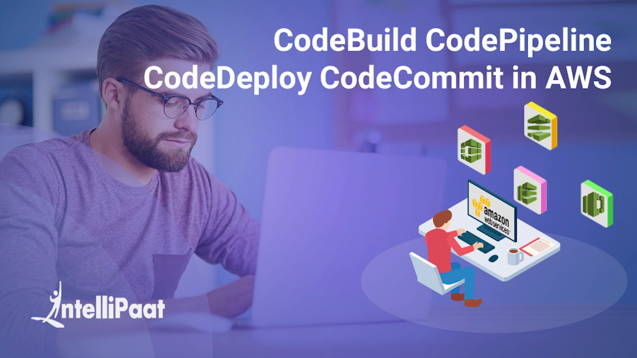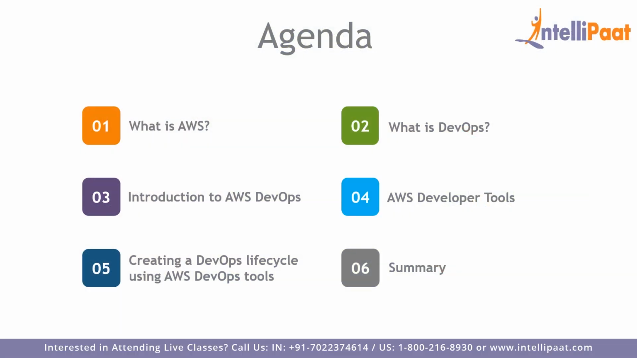So first let us look at the agenda before moving on with this session. Let us take a look. First we'll be looking at what is AWS. There are a number of YouTube videos in our channel. We give tutorials for AWS, you can check that out. But I'll give you a brief explanation about it. And after that, we'll look at what is DevOps. And after looking at what is DevOps, I'll give you an introduction to AWS DevOps.